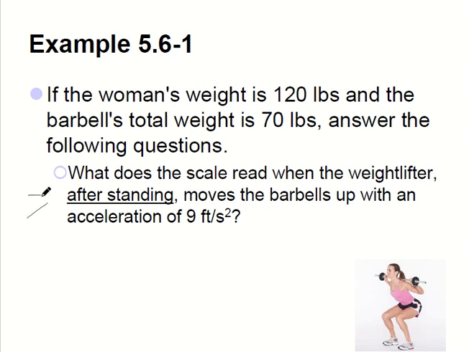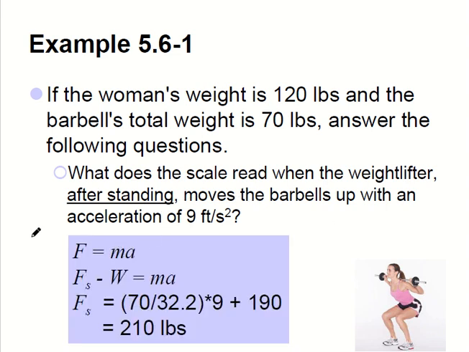The next question is, what does the scale read when the weightlifter, after standing, moves the barbell up with an acceleration? Acceleration means there's a force, 9 feet per second squared. So we start calculating: the sum of the forces is ma, and you are going to subtract the weight. So we have two forces. One is the force S, and this S is not friction, it is the standing force, and then she has a weight.